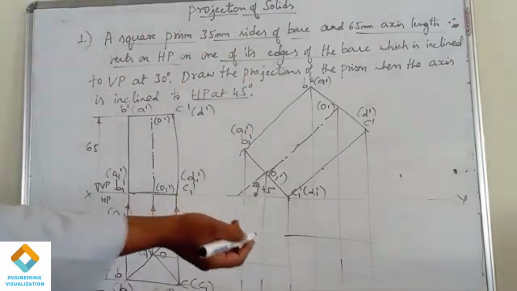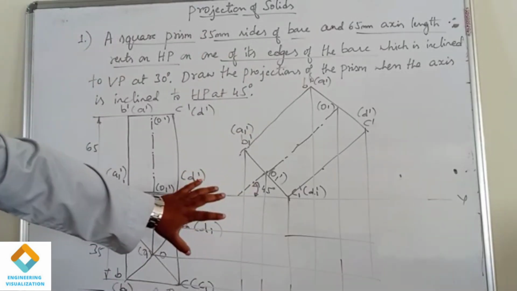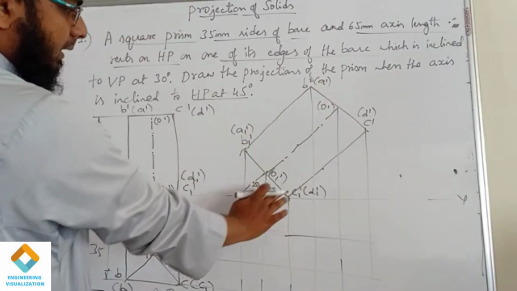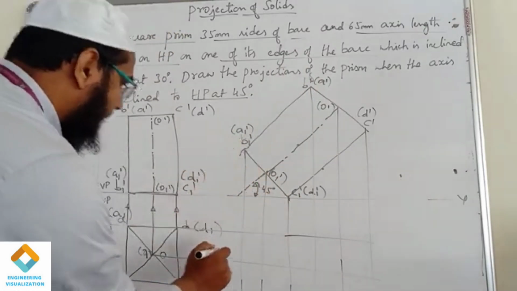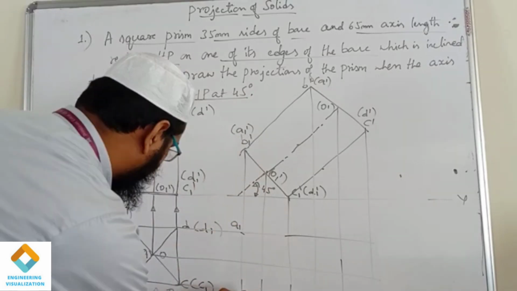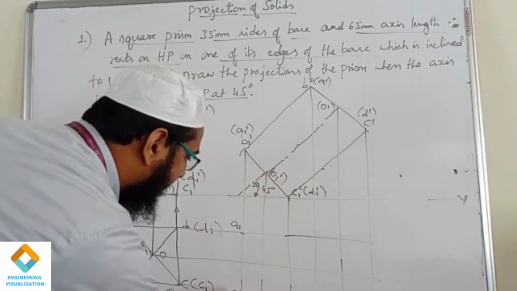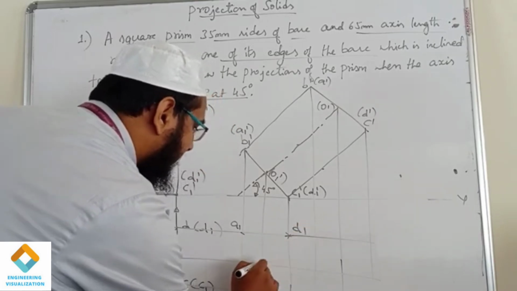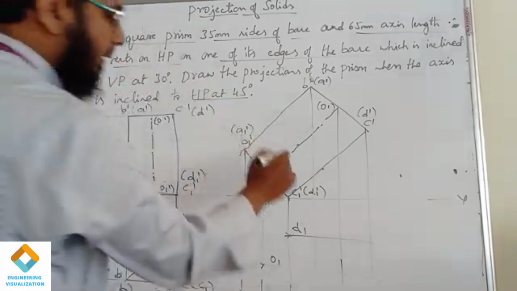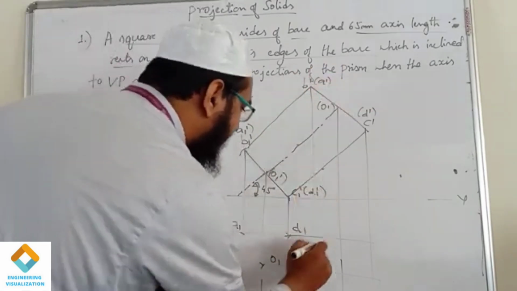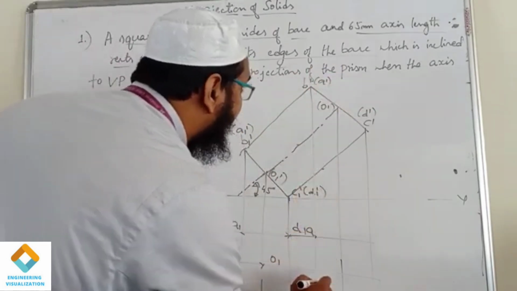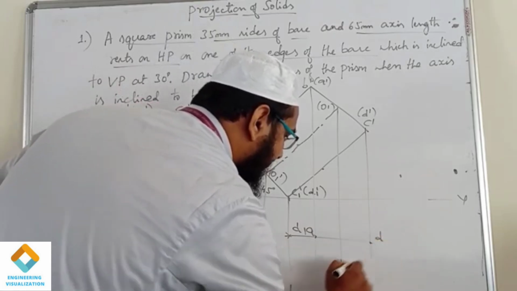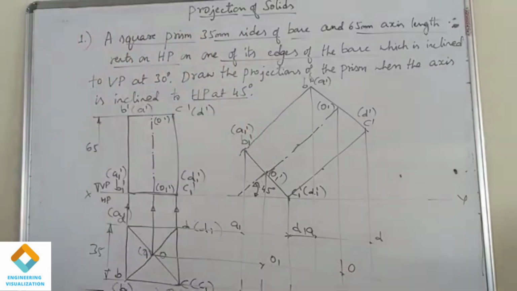For writing the notations, you have to consider either the top face first or the bottom face. First I will consider the bottom face. Here they are merging. This is A1, this is B1, this is C1, this is D1, and this will be O1. Similarly for the top face, this is A, this is B, this is C, this is D, and this is O. So you have done the namings.